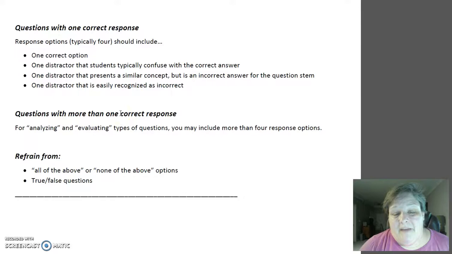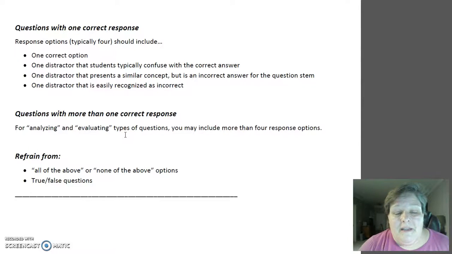It is possible to have multiple choice questions where the student can choose more than 1 response. And this would be, for example, if you provide a micro case study. These are good for evaluating and analyzing levels of Bloom's taxonomy, because in the micro case study, you're presenting a scenario, and then with the analyzing questions, you're asking students to compare and contrast. You're asking them to break down what happened in that case study.